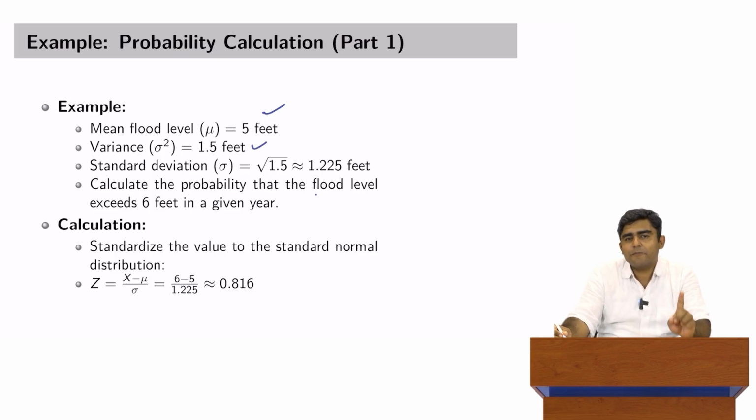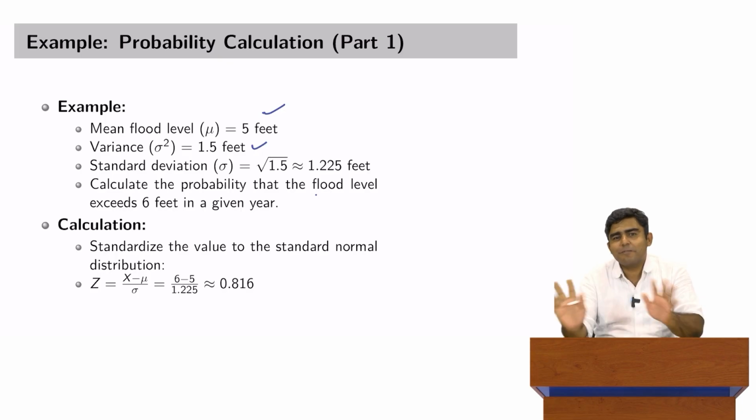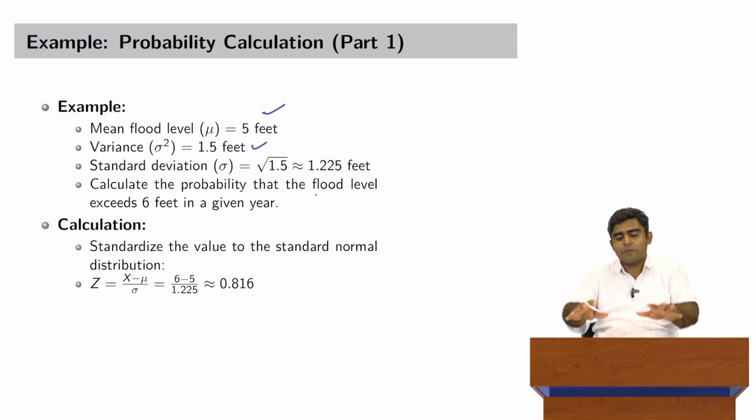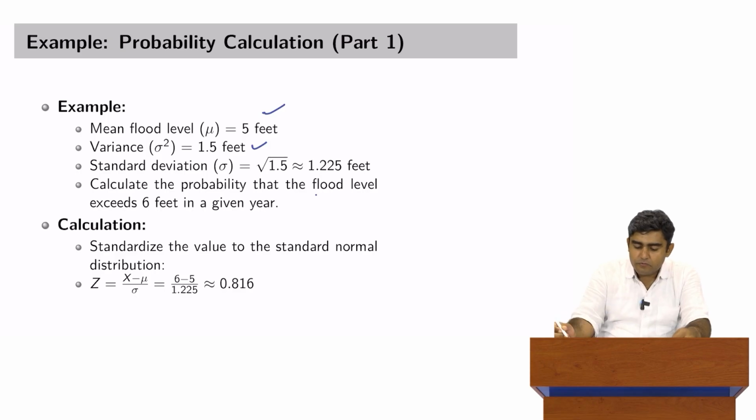If you recall, when we introduced the first example in module 2.1, there also the flood level was 5 feet. So we will be sticking around the same numbers, and we'll try to make maximum sense by the end of this course to solve really complicated examples. But the foundation stone remains here, even with the same numbers and example coming again and again. We are asked a question: calculate the probability that the flood level exceeds 6 feet in a given year.